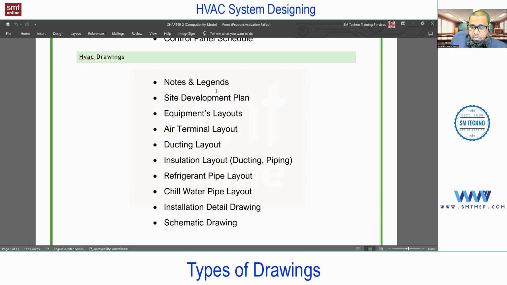Next, the site development plan. If it is district cooling, the pipe is going to enter from outside to inside, so for that, a site development plan is required. And what is a site development plan? I'll show you at the time of reading the architectural layout.